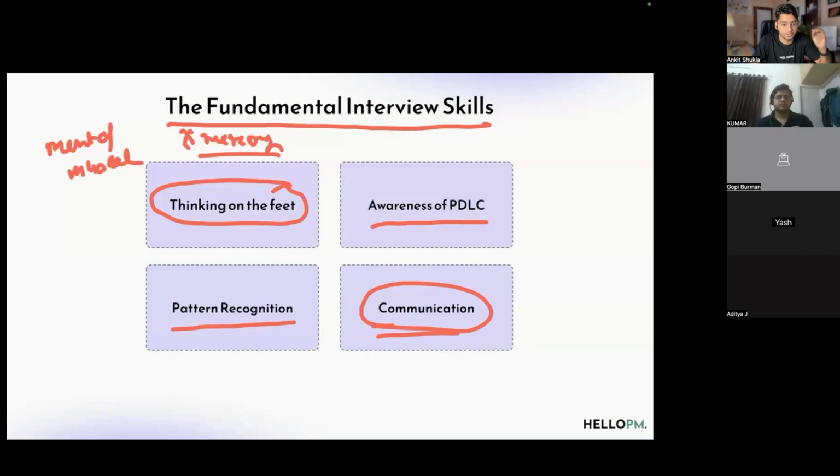Okay, you just be willing to learn. Okay, so four things, four fundamental interview skills: thinking on the feet, awareness of PDLC, pattern recognition, and communication.